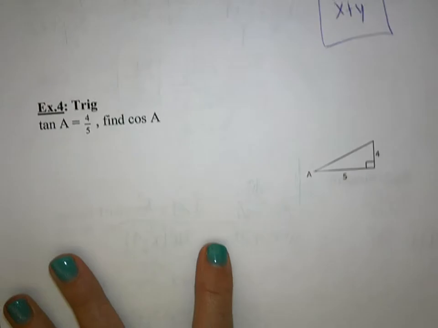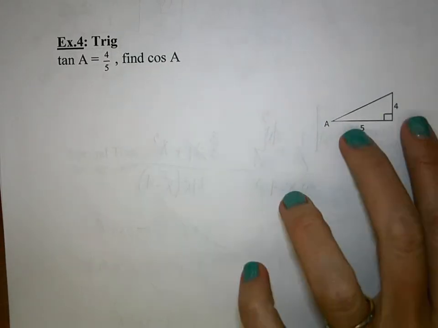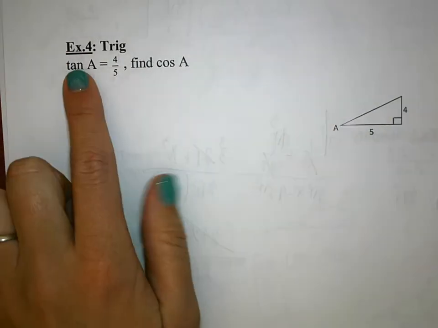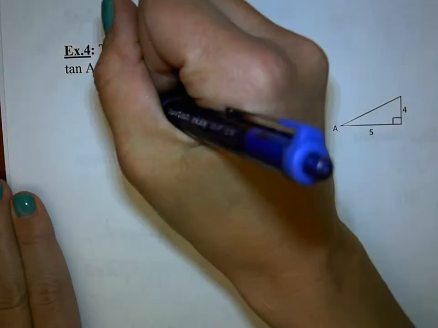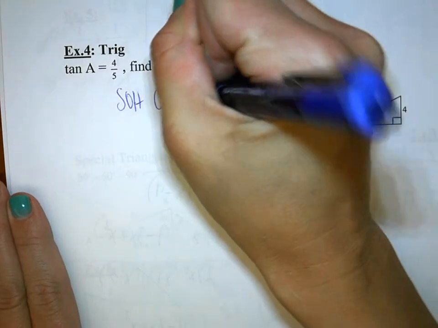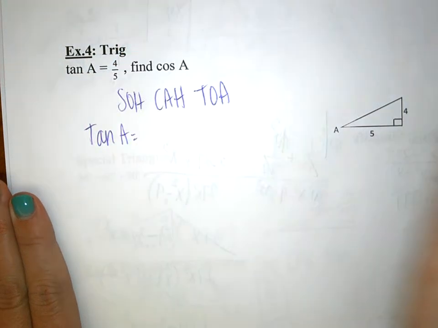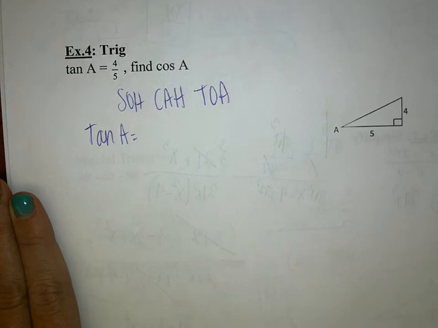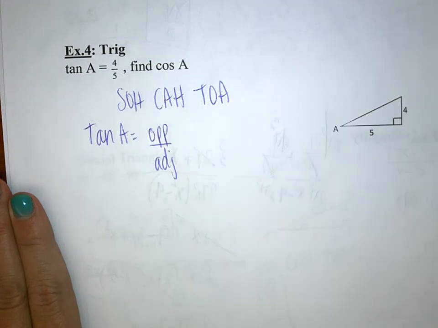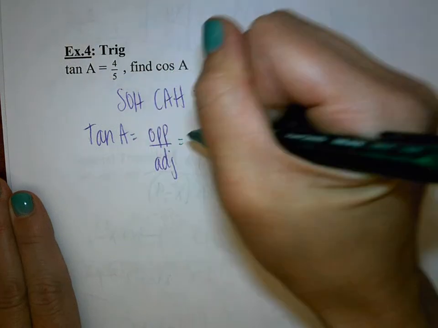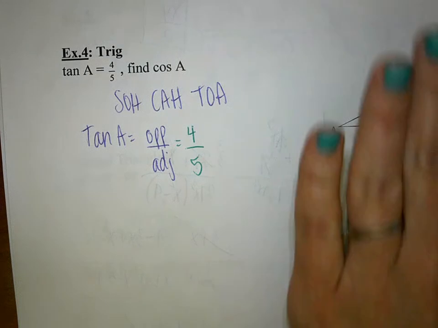Okay, so on this trig example, I shouldn't have put these numbers here. What they said is the tangent of A equals 4 over 5, and they want to find cosine of A. So again, I'm going to write out SOHCAHTOA. If I have the tangent of A, that tangent is what? Opposite over adjacent. And so that means if they said it's 4 over 5, from A, opposite is 4 and adjacent is 5.